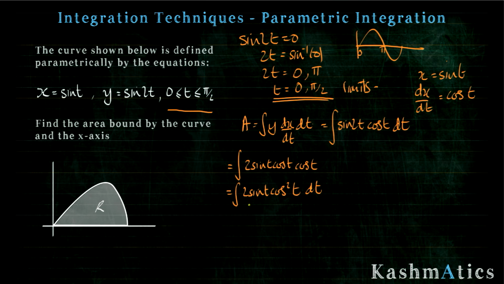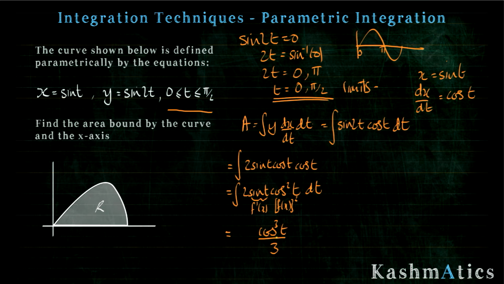Now the reason why I've done that is because now I've got my integral in the form of the function times the derivative. So this is the function squared, and this is the derivative. I'm talking about the sine t. What I need to do now is increase the power of the function, so that's going to be cos cubed t, divide by the new power of the function, which is 3, and then make my adjustments.